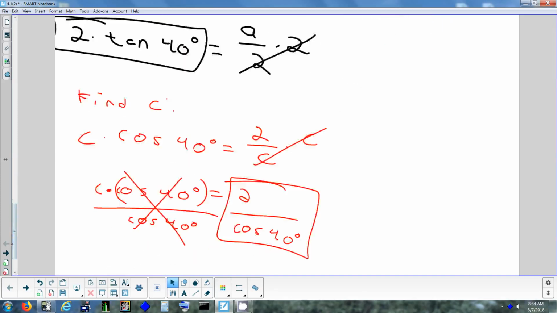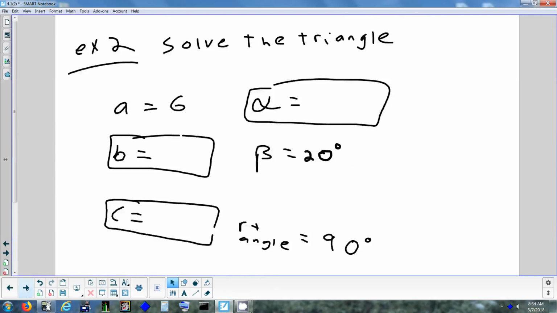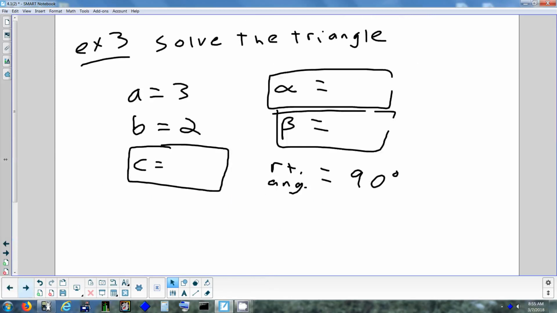Okay. So that's another one with a side and an angle. You might be like, well, wait, didn't they give me two angles? Yeah, you always have the 90. The 90's in every problem, so that doesn't really help you. Okay. So let's try this one. This is example 2. This time they've given me two sides, and an angle. It's a little different.